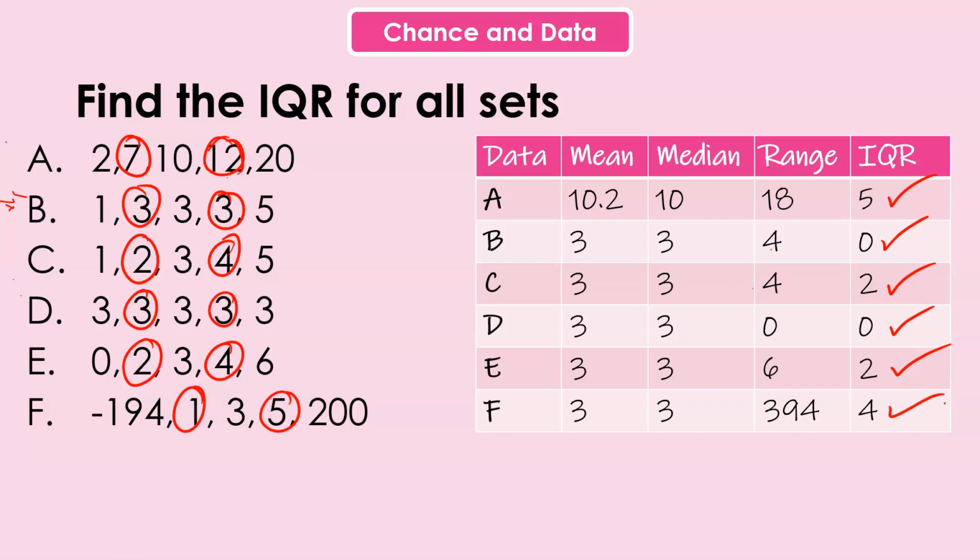So what we've now got, the interquartile range works in the same way as the range. The bigger the number, the more varied. So you can see that we're saying that A has got the most variation in the interquartile range, followed by X, then C and E, and then lastly B and D.